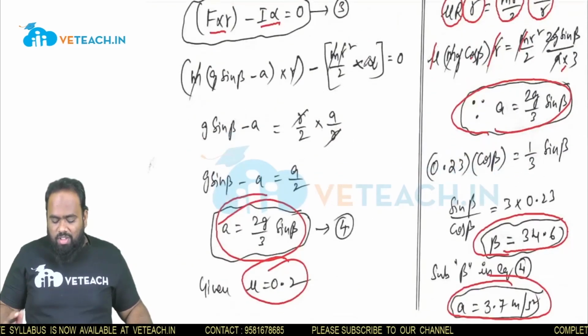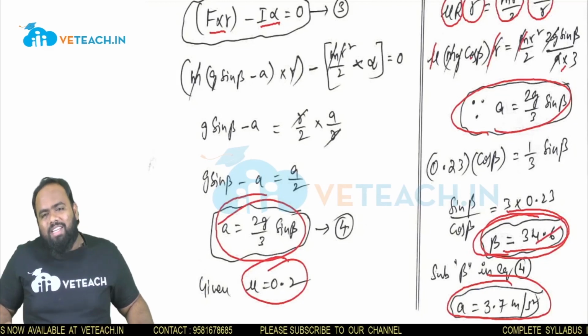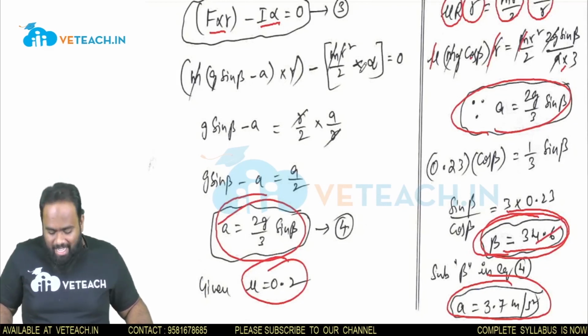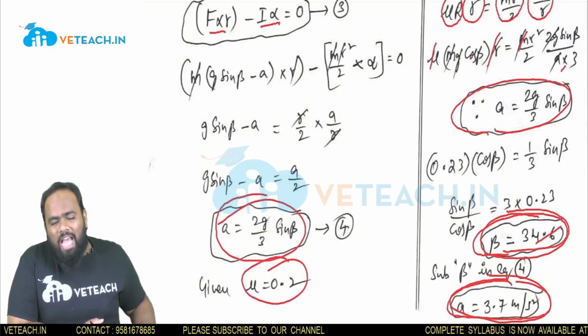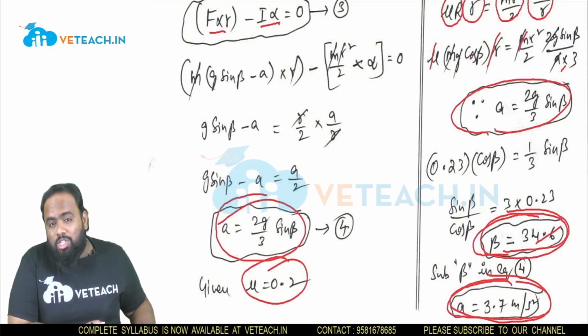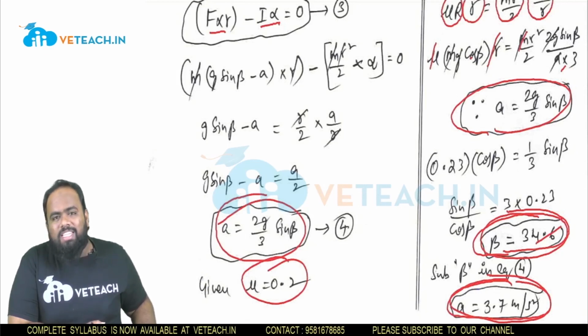What is the question given? Find the unknown angle beta, the angle of inclination, that is 34.6 degrees, and then a is equal to 3.7 meter per second square. So the acceleration with which the body is moving translationally is 3.7 meter per second square.